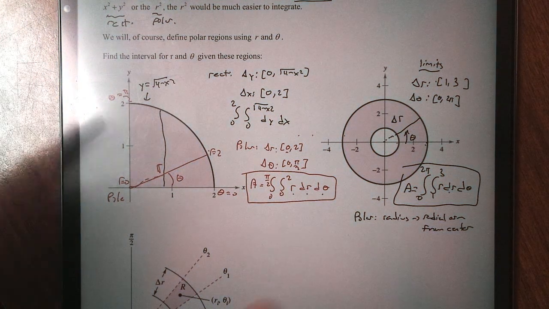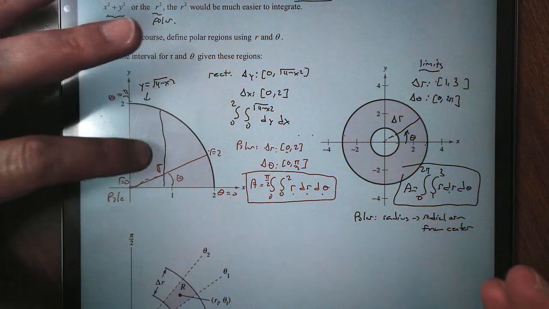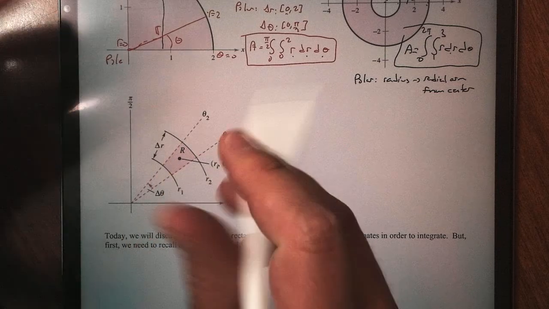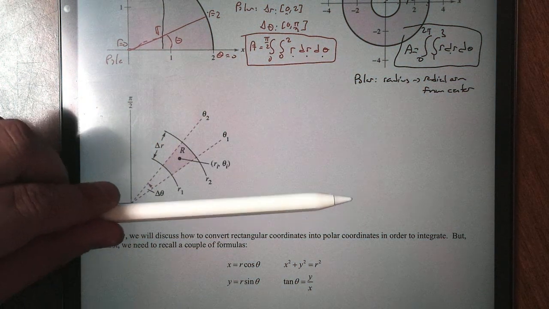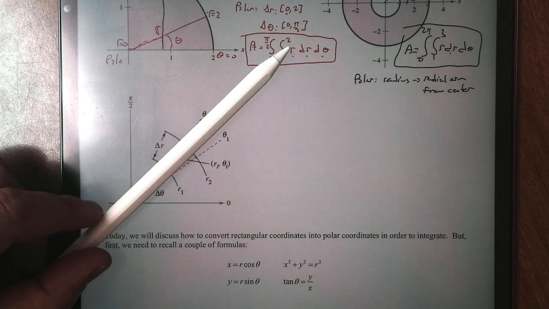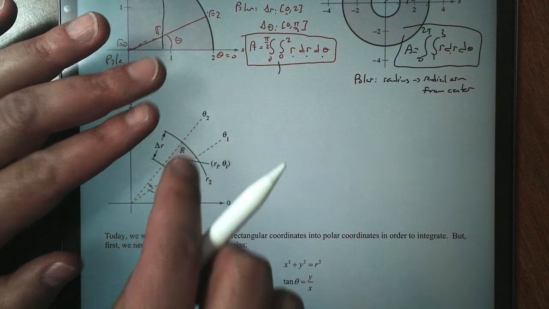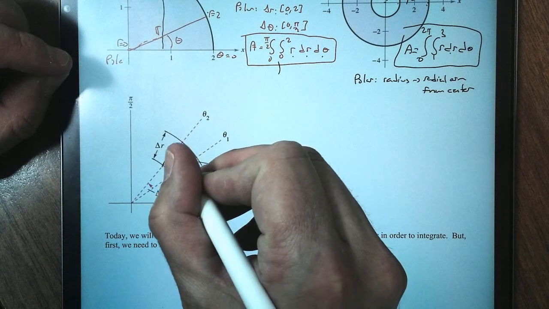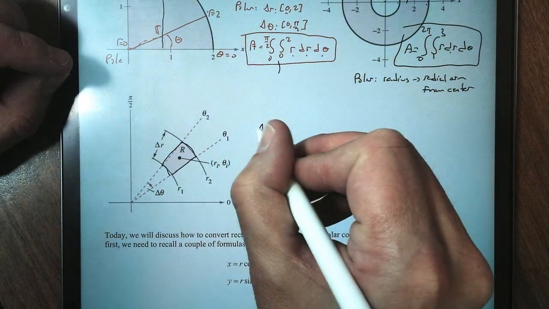Alright, so let's take a look again at how we really get this formula, r dr d theta. It comes from this little piece right over here. As we move our radial arm, we hit here, and then we're going to hit over here. In between there, it's sweeping out an area. You might recall that from calculus. So I want to find the area of this little region right here.